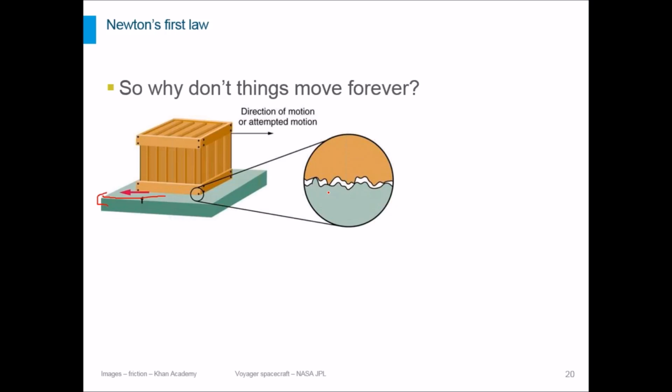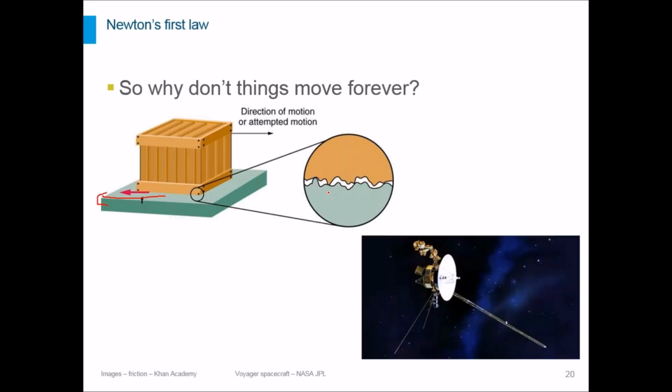Now, if you can eliminate friction, then they do. Examples are things in space. In outer space, there's no atmosphere to provide air resistance. There's no friction at all. So if you throw an object in space, it would just keep going forever, at least until it encountered another object or gravity pulled it in. An example would be the Voyager spacecraft. This was launched in 1977 and it's still going.